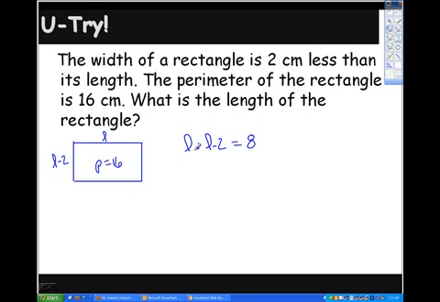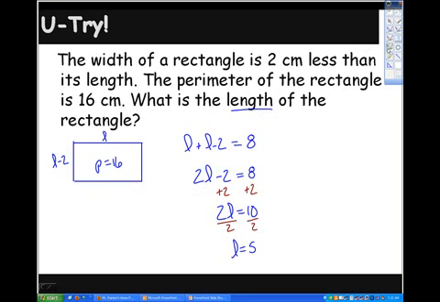Let's go ahead and solve the equation. If I combine like terms, I have an L plus L, so that's 2L minus 2 equals 8. If I undo subtracting 2, I'm going to add 2 to both sides. The result here is 2L is equal to 10. We're going to go ahead and divide by 2 and get L equals 5. But again, they did ask for length this time. What's the length of the rectangle? So we've got length equals 5.